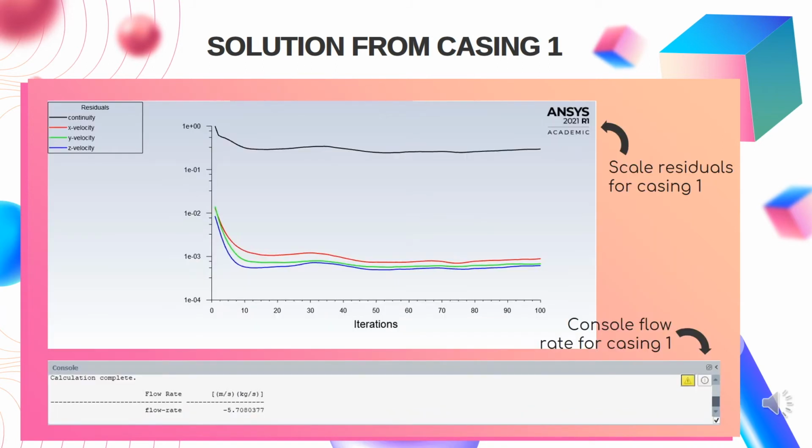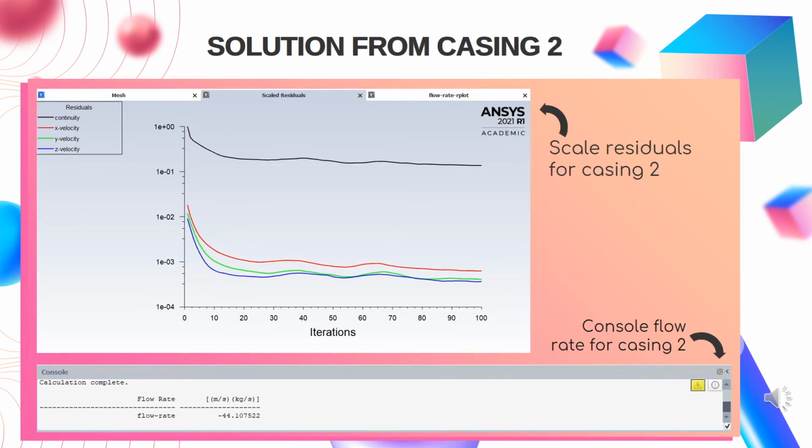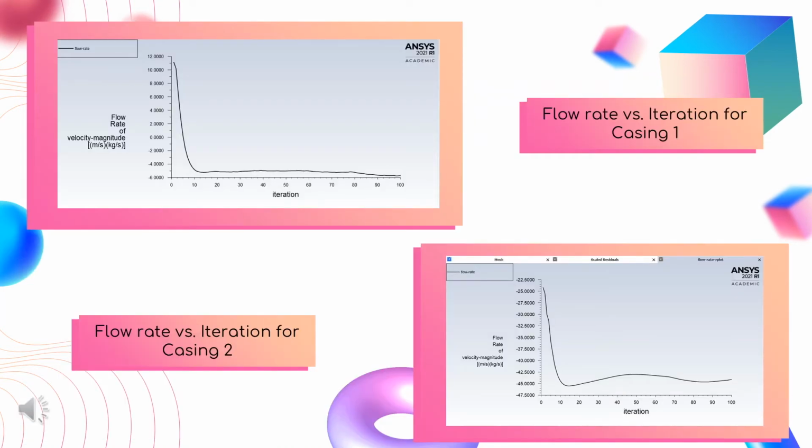Thank you. From the setup that we have made before, we found the solution for casing 1. This is the scale residual for casing 1 and the console flow rate for casing 1. Next, this is the solution from casing 2, the scale residuals and the console flow rate. After that we have flow rate versus iteration for casing 1. This is the graph of flow rate versus iteration for casing 1, and that is the flow rate versus iteration graph for casing 2.